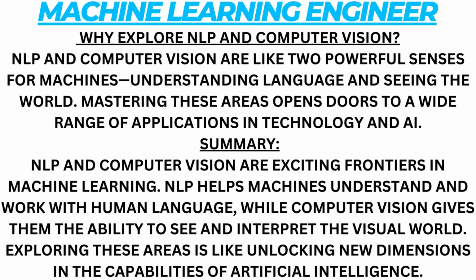Why explore NLP and computer vision? NLP and computer vision are like two powerful senses for machines, understanding language and seeing the world. Mastering these areas opens doors to a wide range of applications in technology and artificial intelligence. Summary: NLP and computer vision are exciting frontiers in machine learning. NLP helps machines understand and work with human language, while computer vision gives them the ability to see and interpret the visual world. Exploring these areas is like unlocking new dimensions in the capabilities of artificial intelligence.